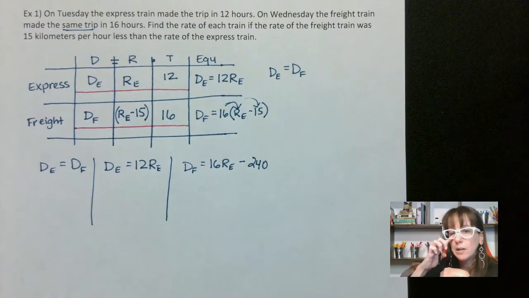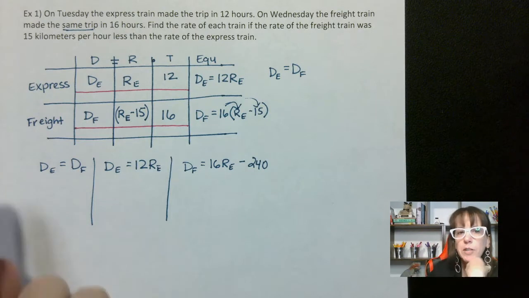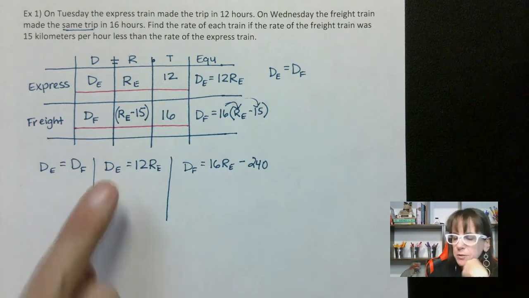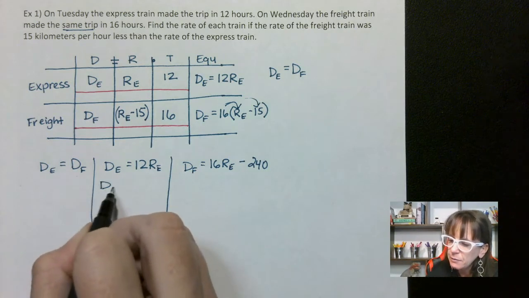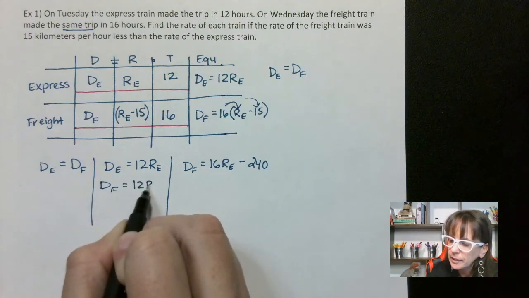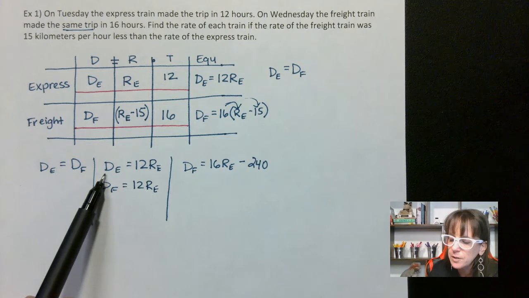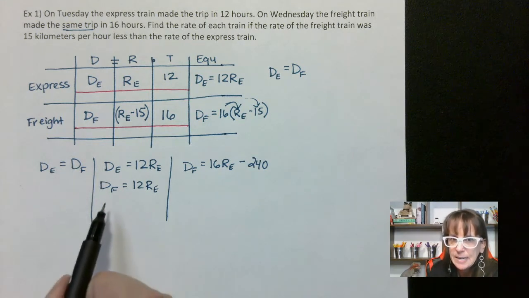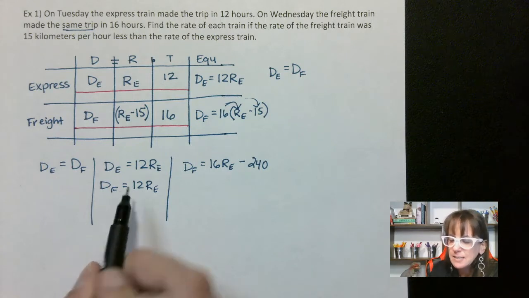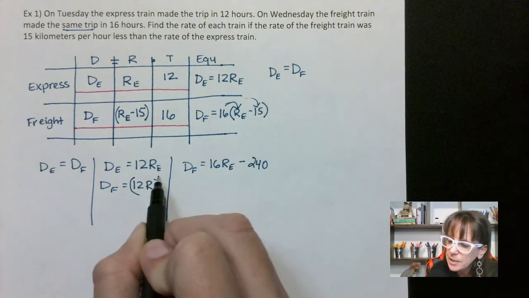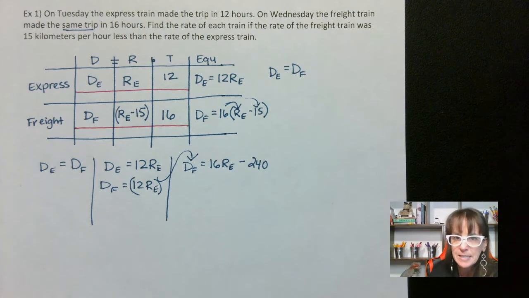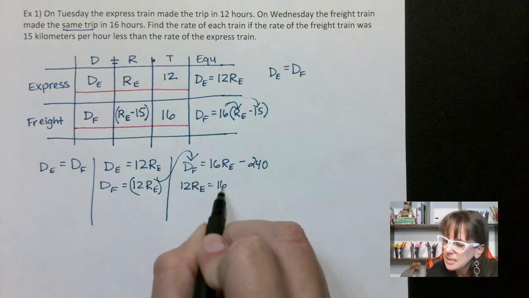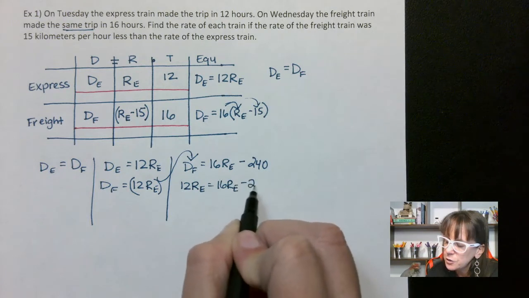Okay, so now we've got some substituting we can do. Well, if we know DE and DF are the same thing, what I can do is rewrite this guy as DF equals 12 RE, because all I did was substitute in. I took DE, I substituted this in for this guy right here. Now that I know DF equals this, I can take that information and plug that in right here for that DF. So I get 12 RE equals 16 RE minus 240.